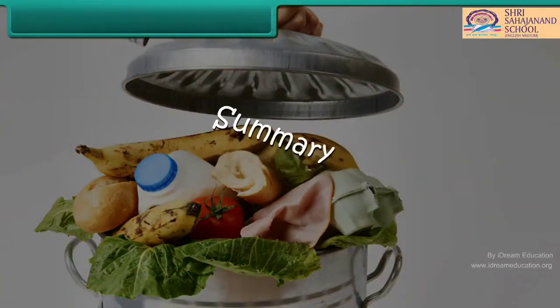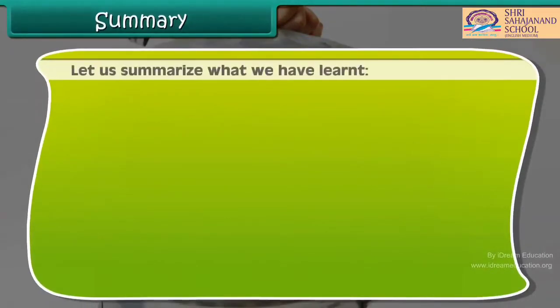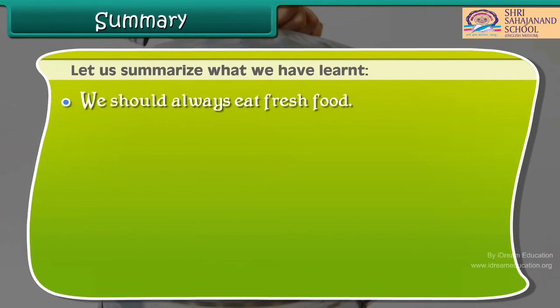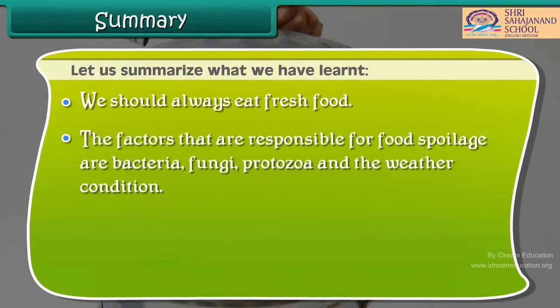Summary. Let us summarize what we have learned. We should always eat fresh food. The factors that are responsible for food spoilage are bacteria, fungi, protozoa, and the weather condition. We should avoid wasting food.